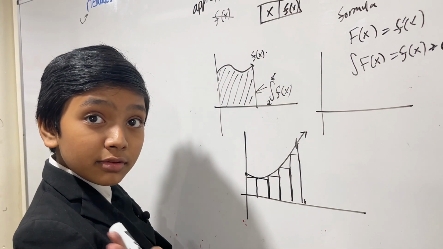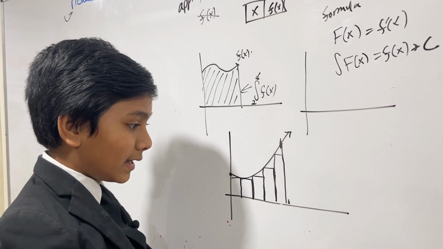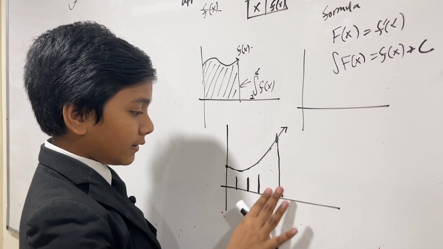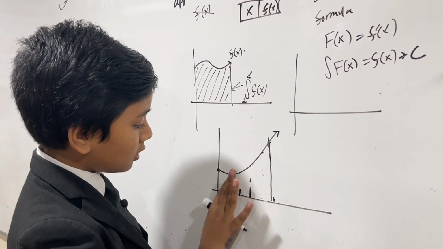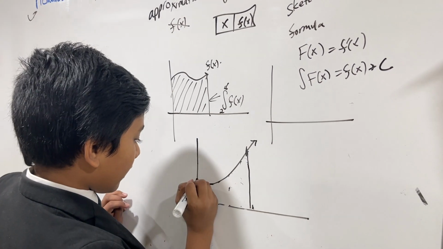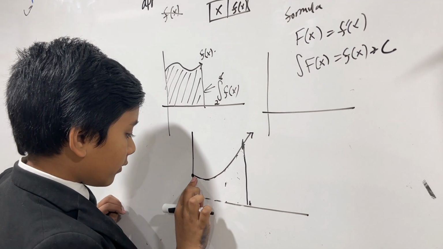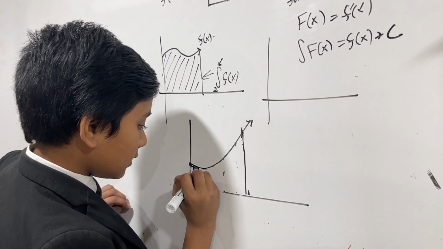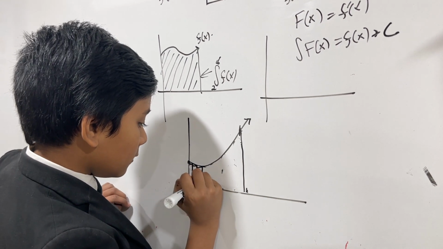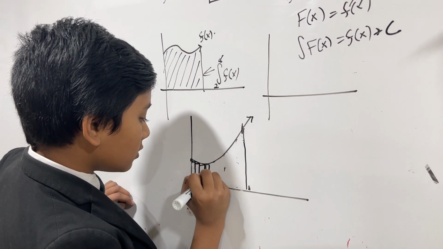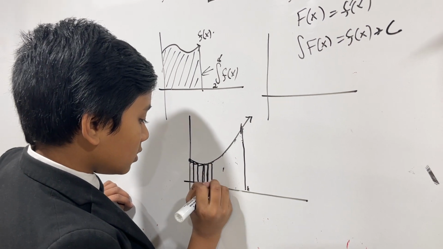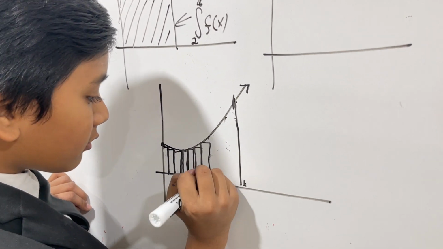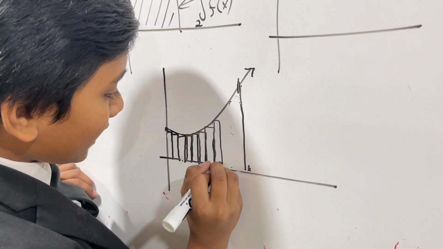Now, what do you think would happen if we use more rectangles? So let's clear out the area under here and see what happens if we drew, say, 10. So let's say we have a skinny rectangle over here. Then another skinny rectangle. Then another, and another. I think you get the point already, but I'm gonna keep drawing skinny rectangles.